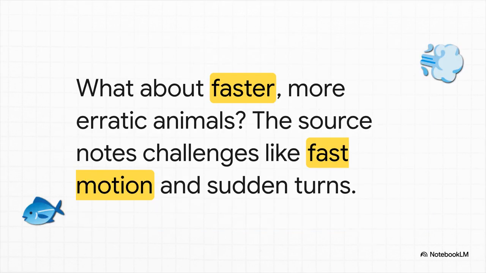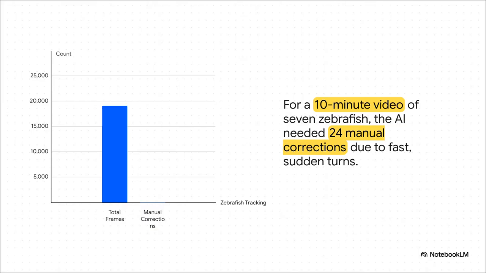So, okay, it's flawless with mice and ants. But let's be real, the animal kingdom gets a lot messier than that, right? What happens when you throw some really tough cases at it? Animals that move fast and erratically. So they tried it with zebrafish. These guys dart all over the place with these fast, sudden turns. And yeah, in this case, the AI did need a little bit of help. 24 manual corrections over a 10-minute video.